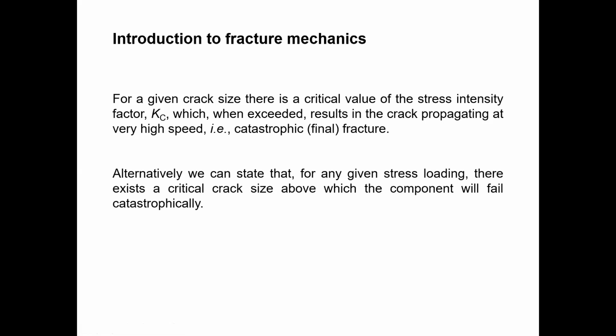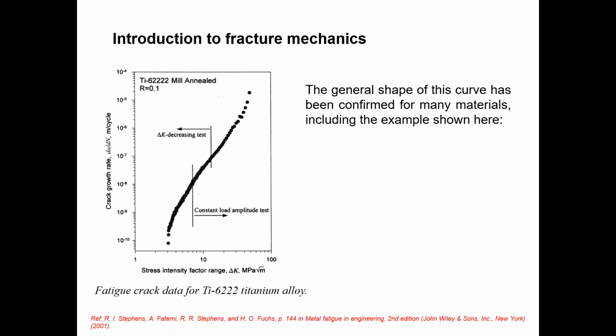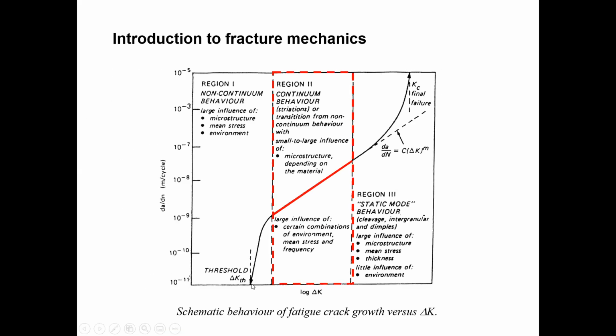If I provide the equation, I will explain it. So already we can state that for a given stress loading, there exists a critical crack size above which the component will fail catastrophically. If you remember that threshold value, once it is reached, that is the point where the crack growth will initiate. Okay, so it is a type of critical point. I am explaining somewhere here, this point. If I go back somewhere here, this is a very critical point. Until this point, the crack will not propagate. After this point, it will start to propagate.